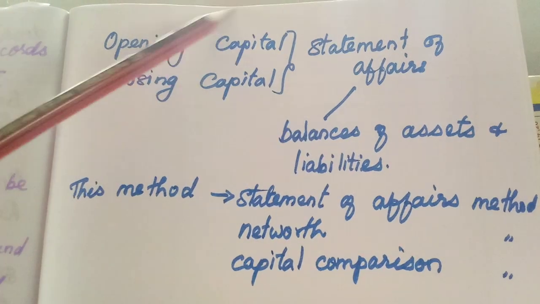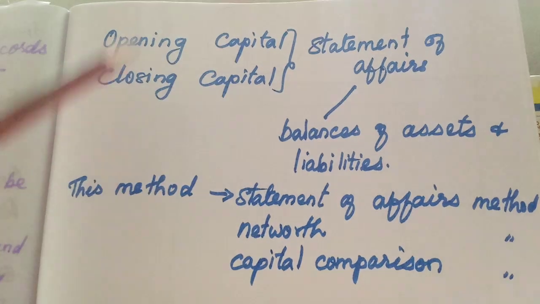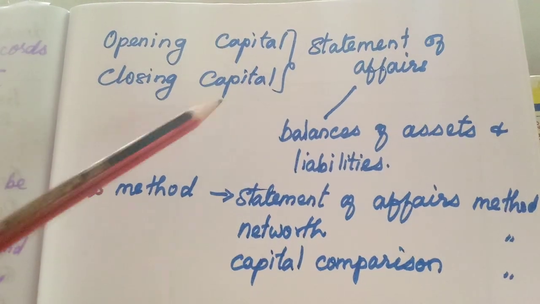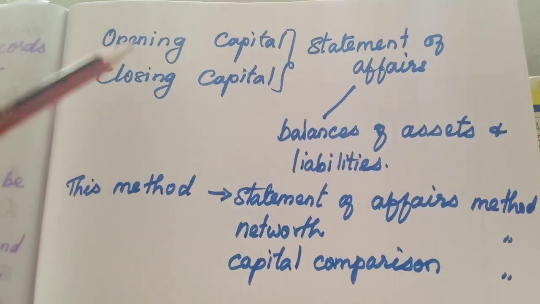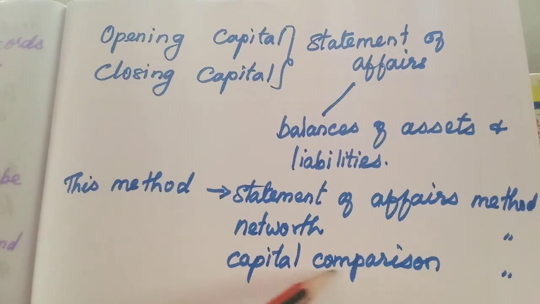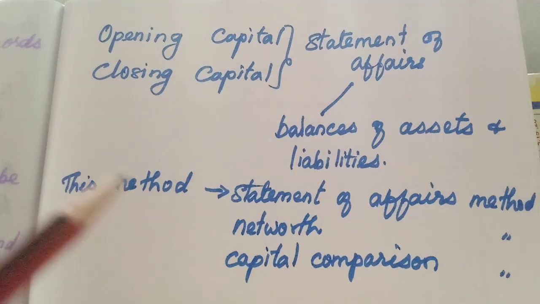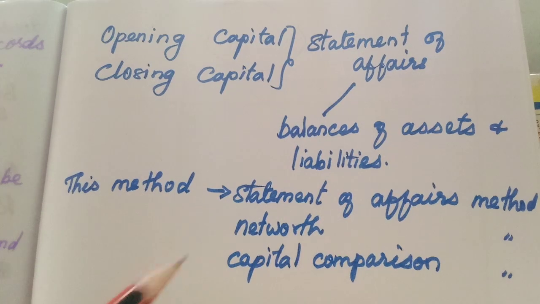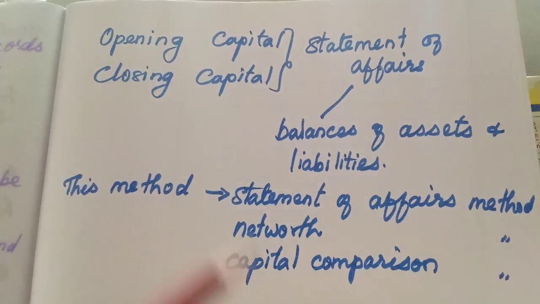Then this capital is called the net worth of the business. Since we take this capital as the base item, it is also called the net worth method. And since we compare the closing capital and opening capital, it is also called the capital comparison method. Now we can see how the problems are done in this method.